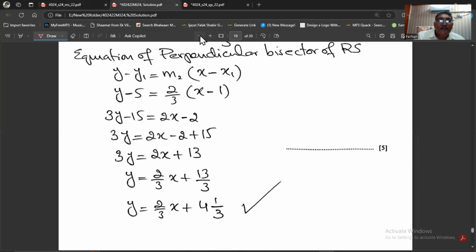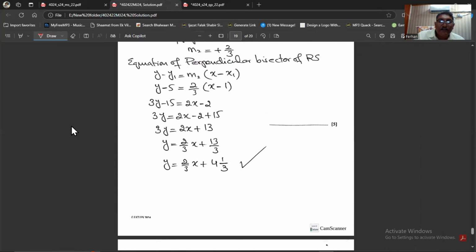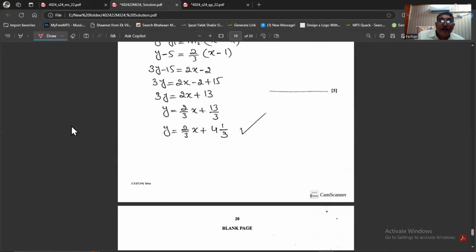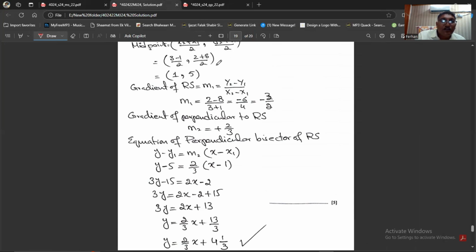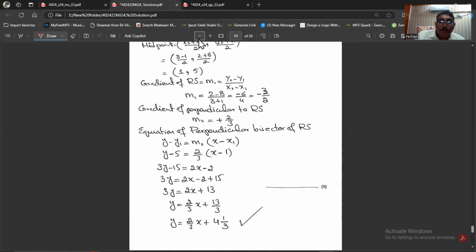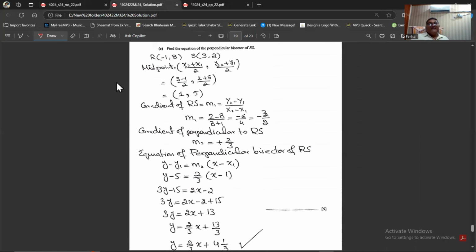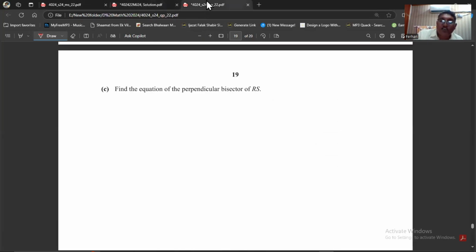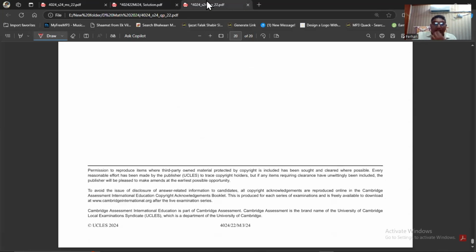Hopefully you understand. Okay, let me show you the whole question together. It's a 5 marks question. So this is how this question is done. This was question number 11, part C. And I hope you understand how this is done. 5 marks question. So I think we are done with this paper.